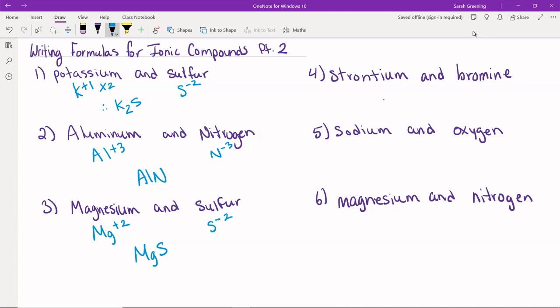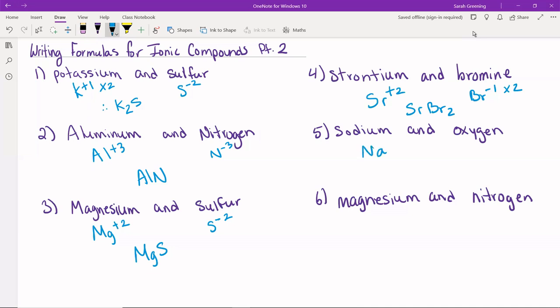So strontium, its chemical symbol is Sr, and it has a +2 charge. Bromine has a -1 charge, and these charges are not balanced. We can see that bromine is less, so we need more bromine to balance the strontium. We actually need 2 bromine atoms for every 1 strontium atom. So our formula becomes SrBr2.